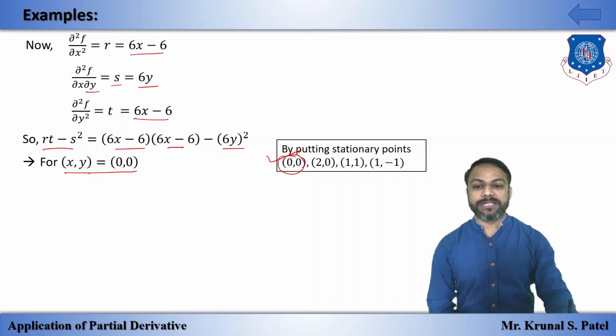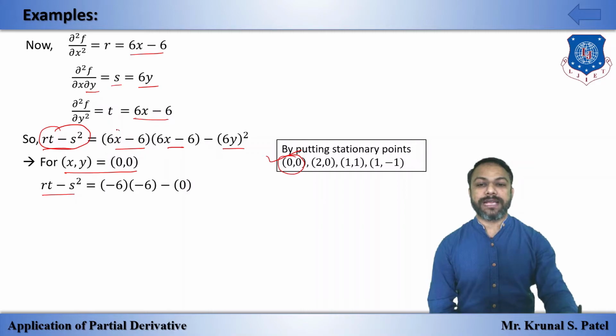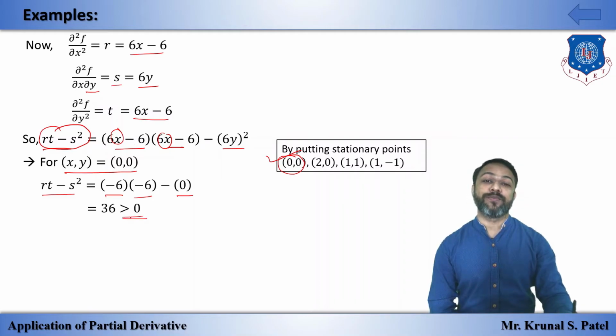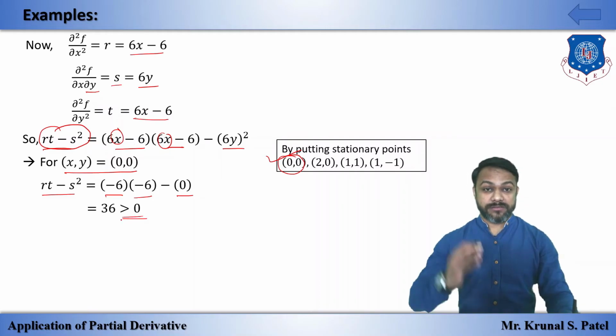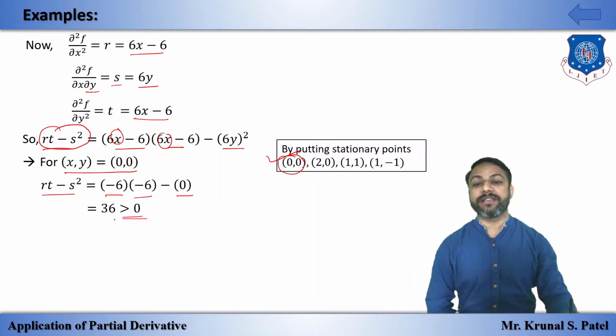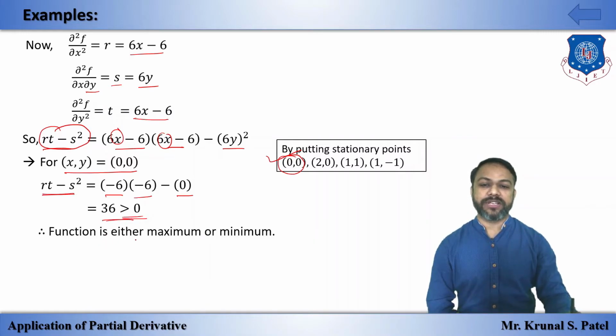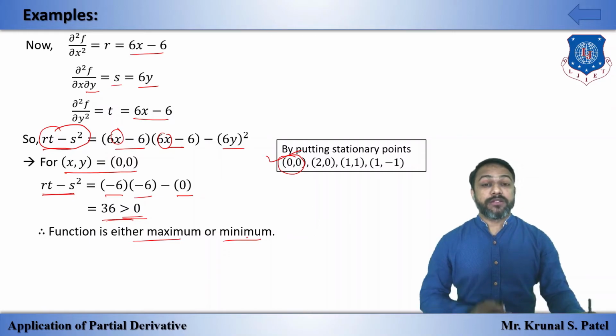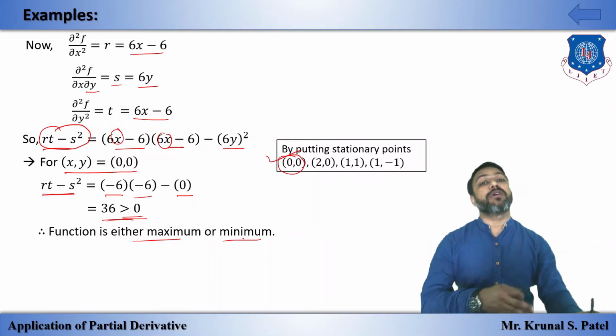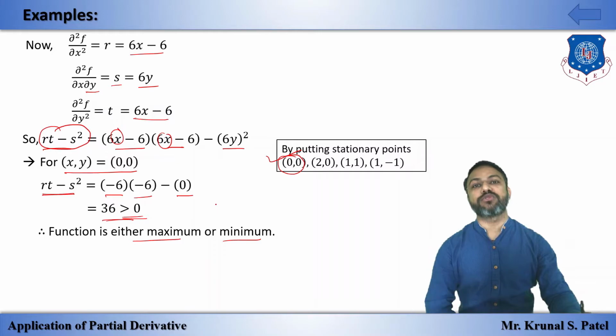So we will put this point into rt minus s square. We have rt minus s square is equal to, this x is 0, so minus 6 here, and minus 6 again, and y is 0, so this term is 0. Minus 6 times minus 6 is 36, which is greater than 0. As we have conditions, the first condition is applicable, that rt minus s square is greater than 0. So we can say that the given function is either maximum or minimum. Now we have to check whether the given function is exactly maximum or minimum. For that we have to check r only.